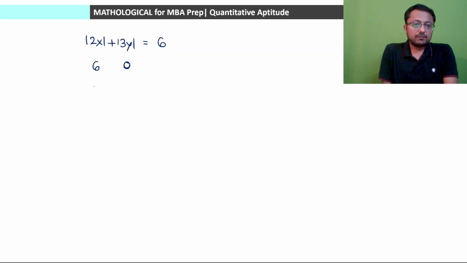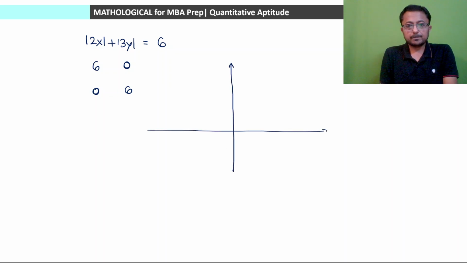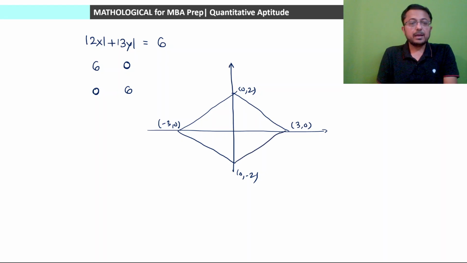What will happen in the second case? When this is equal to 0, mod of 2x will be 0, then mod of 3y equal to 6, so mod of y will be equal to 2, so y can be plus minus 2. Isn't it so? The graph will be, on the x-axis, plus 3 and minus 3, so 3 comma 0 and minus 3 comma 0. On the y-axis, plus 2 and minus 2, so 0 comma 2 and 0 comma minus 2. This will be our graph. The graph will squeeze by a factor of 2 on the x-axis and by a factor of 3 on the y-axis.